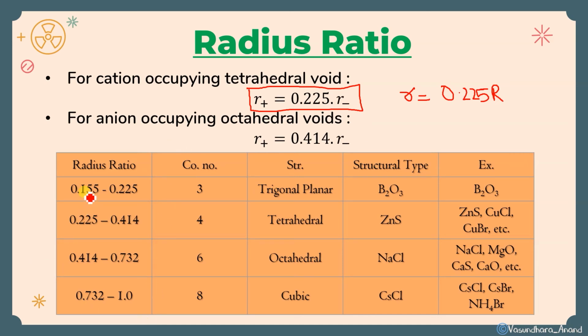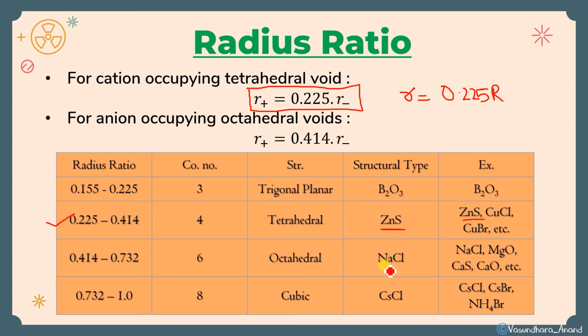If the radius ratio is between 0.155 to 0.225, the coordination number will be 3 and the structure will be trigonal planar, example B2O3. जो most commonly asked है वो मैं आपको बता देती हूँ. That is 0.225 to 0.414. Coordination number will be 4 and example will be ZnS. ये most commonly पूछा जाता है and that is a tetrahedral structure.